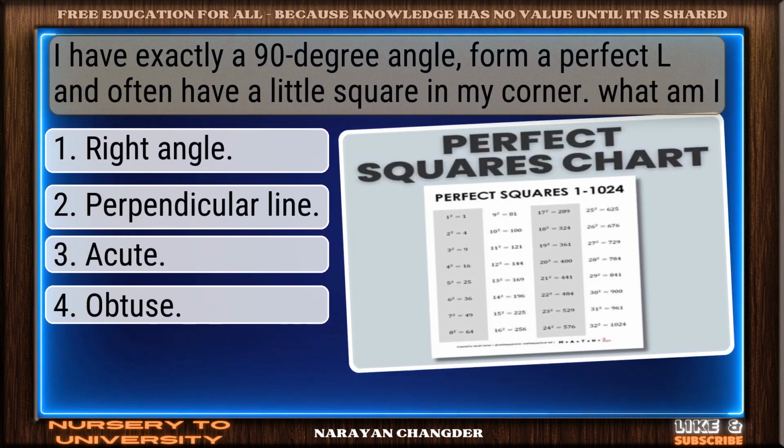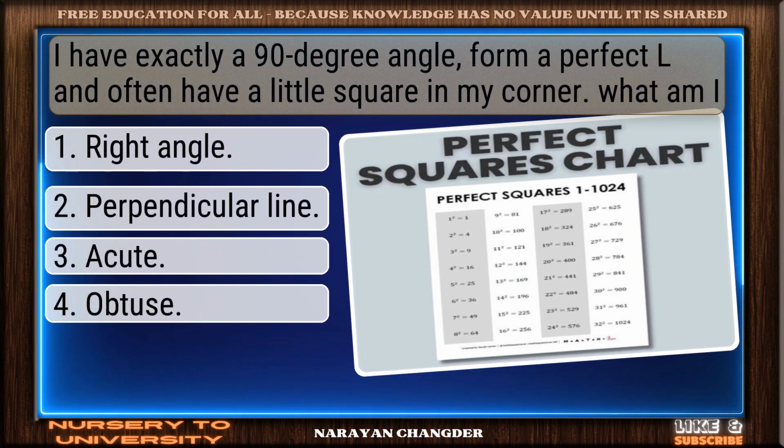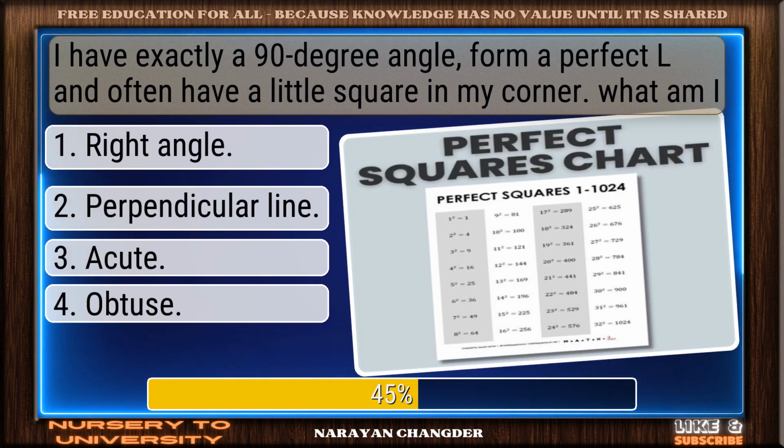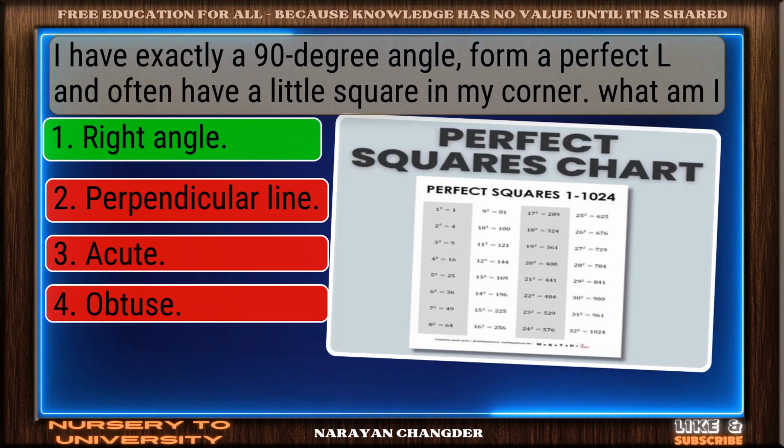Question number 28. I have exactly a 90-degree angle, form a perfect L, and often have a little square in my corner. What am I? Great thinking. Right angle is the right choice.